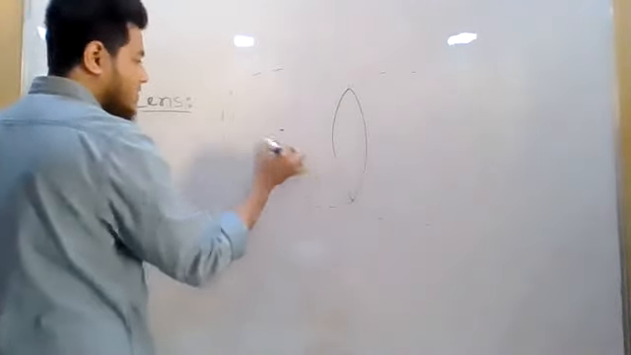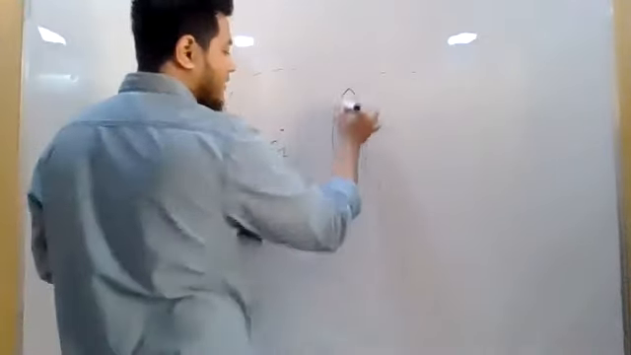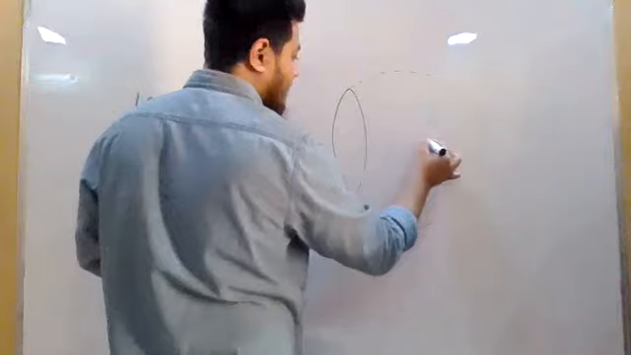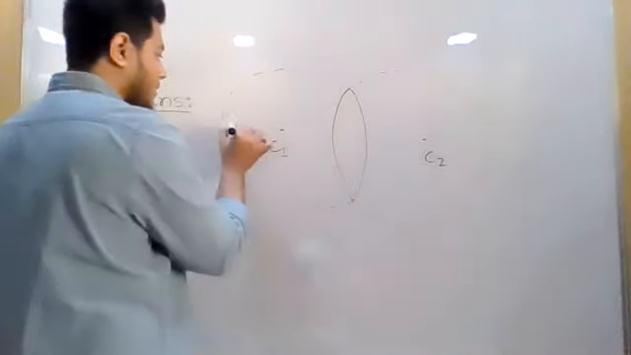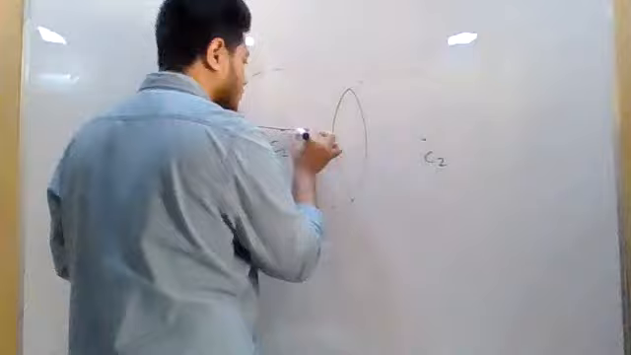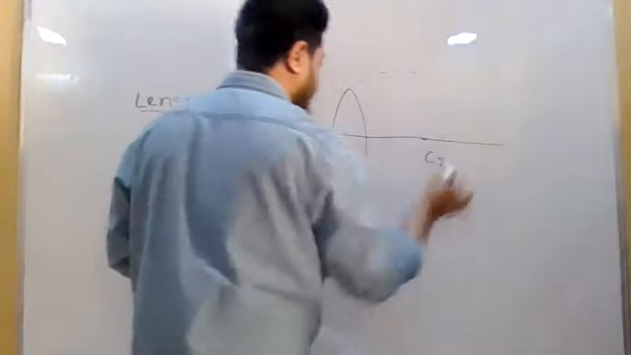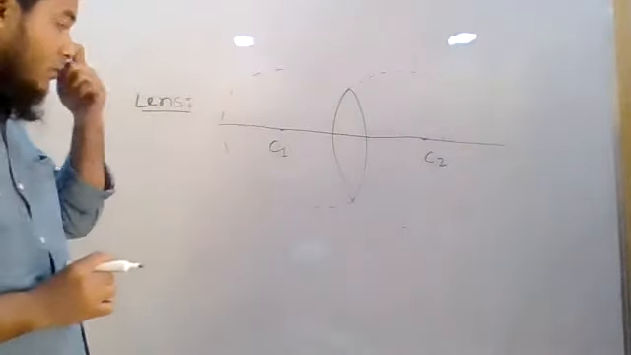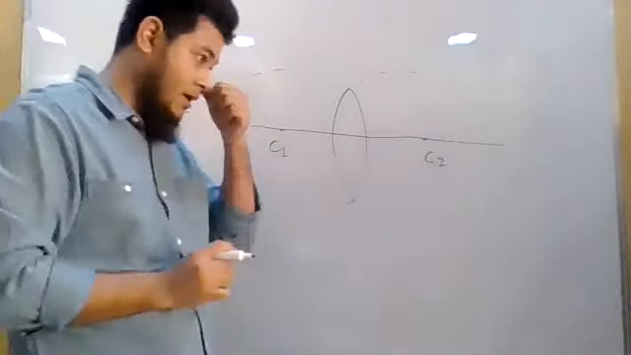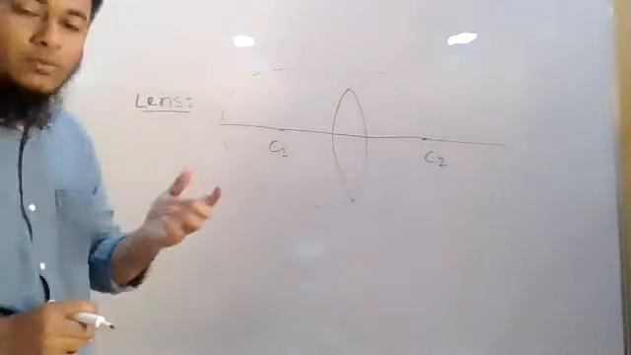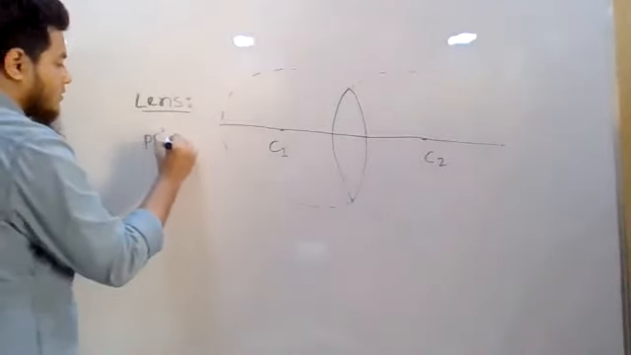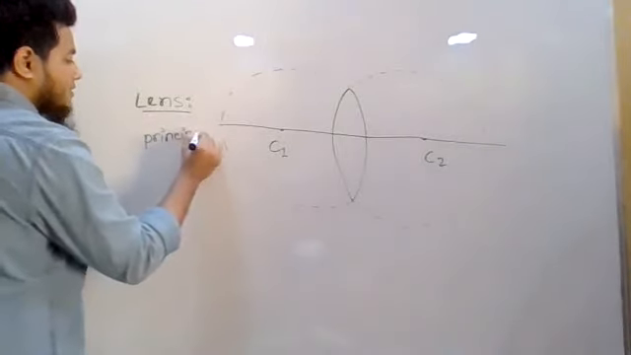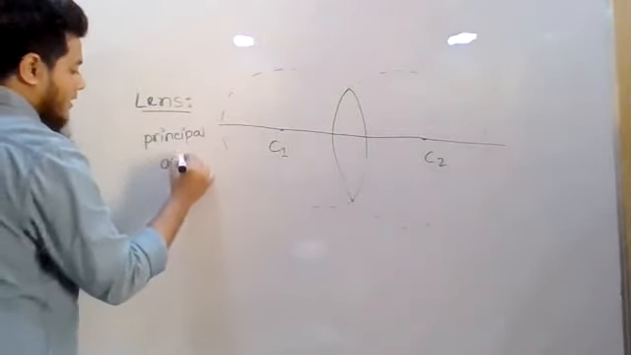You can say this one as C1, and this surface will have another center of curvature over here that can be said C2. Okay, the line that will pass through both the centers of curvature, if you join both the centers of curvature and extend it, that line will be called the principal axis.